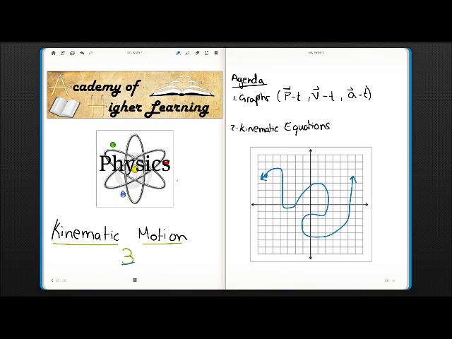Hello and welcome to today's physics video on kinematic motion part 3. In this video, I will be going over the following graphs. Three graphs that I will cover are position time, velocity time, and acceleration time. So PT, VT, and AT. And the second thing I will cover are kinematic equations. So let's start with the graphs.